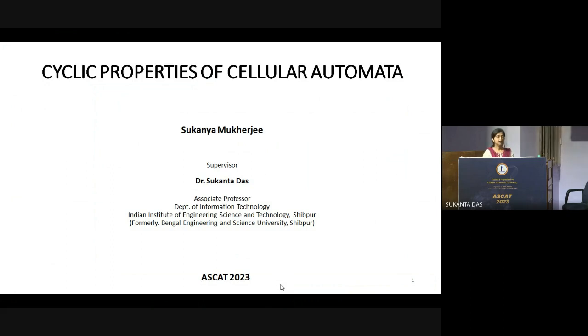Good morning, everyone. I am Sukanya Mukherjee. Today I am going to speak on my PhD dissertation topic, Cyclic Properties of Cellular Automata. I did the work under the supervision of Dr. Sukanta Das. In our work, we use one-dimensional three-neighborhood binary cellular automata. Let's move to the topics that we targeted and tried to cover.